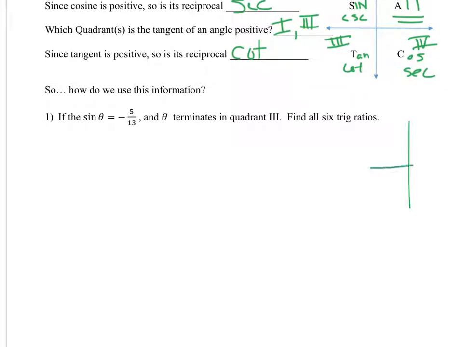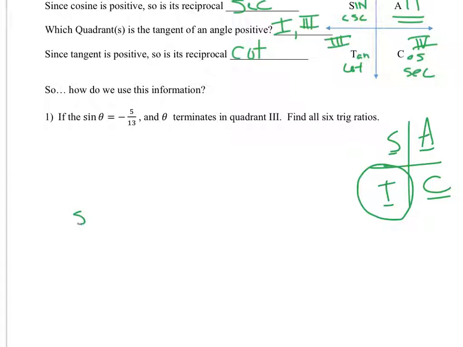So remember, we make this ASTC. We make this to remember the primary trig ratios. So it's all, sine, tangent, and cosine. And then we remember their reciprocals go along with them. So if the sine is negative 5 over 13, and it terminates in quadrant 3, so we know we're over here in quadrant 3, find all 6 trig ratios.